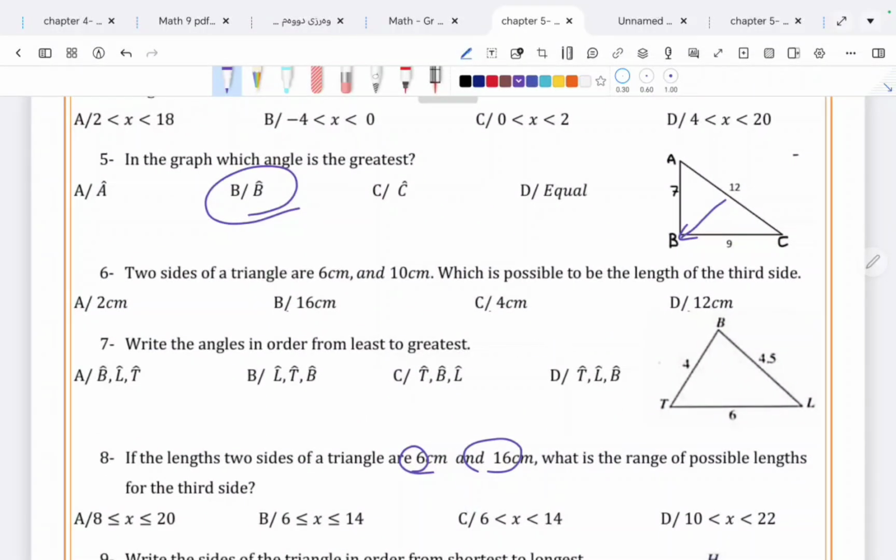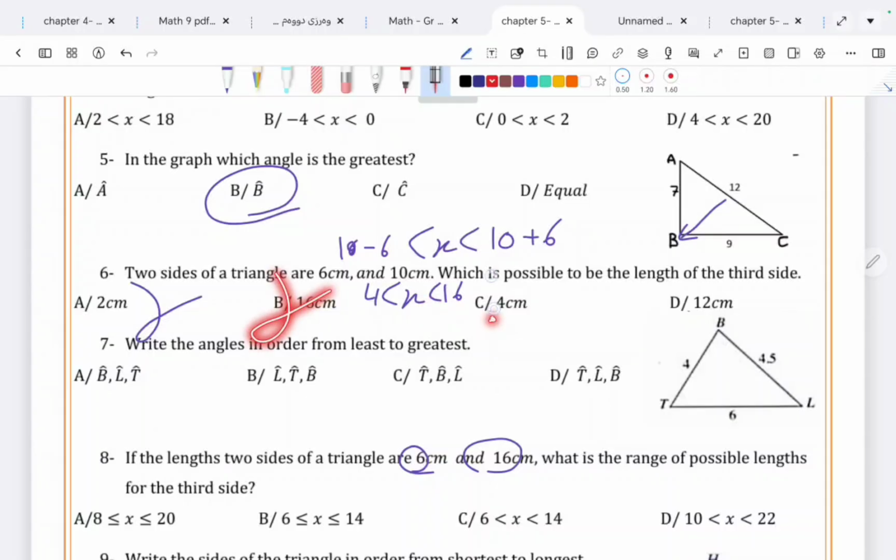Let's see question 6. Pay attention. Two sides of a triangle are 6 and 10. Again we will say 10 minus 6, 10 plus 6. 10 minus 6 equals 4. 10 plus 6 equals 16. 2 is it included between 4 and 16? No. Is 16 included? No, because there is no equal sign here. If there is an equal sign, then we can say 16, but there is none. So even 16 is no.